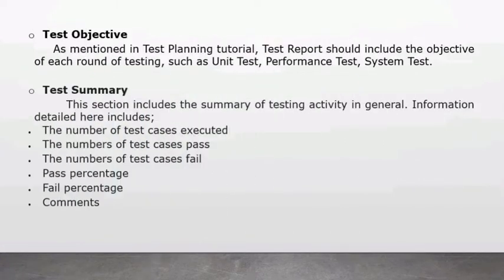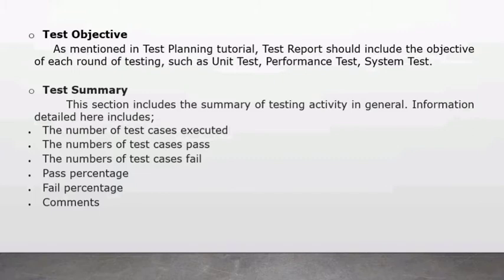In testing objective, the test report should include the objective of each round of testing, such as unit test, performance test, and system test. This is important so that we can make sure if there's an error before we proceed to the next step, so that we can avoid conflicts.